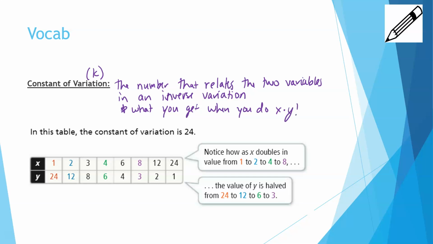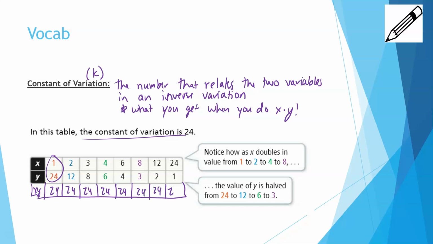Okay, so if I ask you to find the constant of variation and you're given the table, you would just do the x times y and figure it out. And you can see in this one it tells us the constant of variation is 24, but again, it's because when I multiply every column together, I get 24. So it's this row that we were finding before that has the special term called the constant of variation. And that's going to be represented by k.